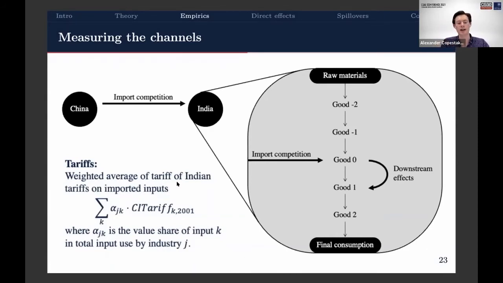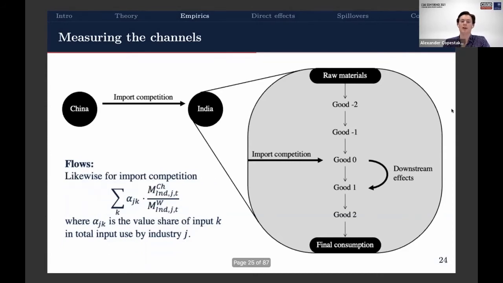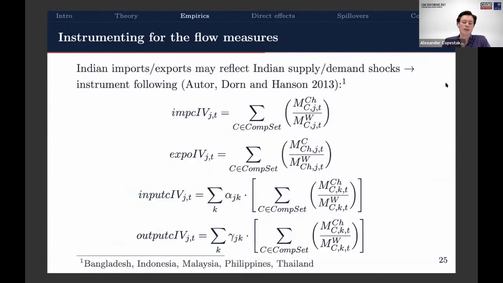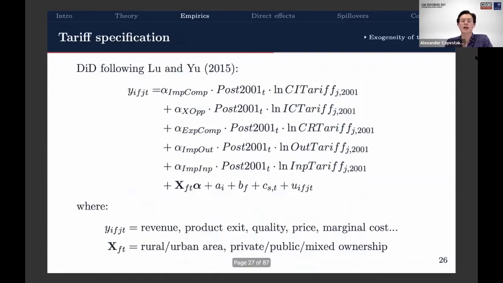So I'm now going to look at a weighted average of the tariff on imported inputs. So if I'm good one, we look across all the different inputs that I use and then look at the amount of import competition that's affecting each of those and play it through, giving a weighted sum of the impact downstream one step on good one. Okay, there's going to be some instrumenting as per the orthogonal Hansen method for the flows. For the tariffs, it's going to be standard difference in differences.